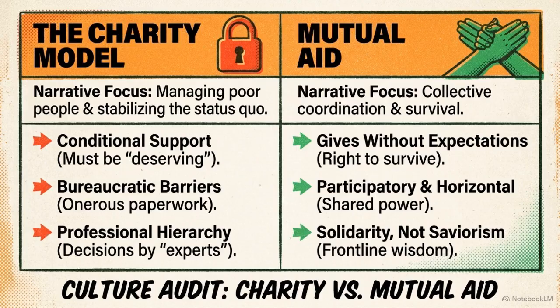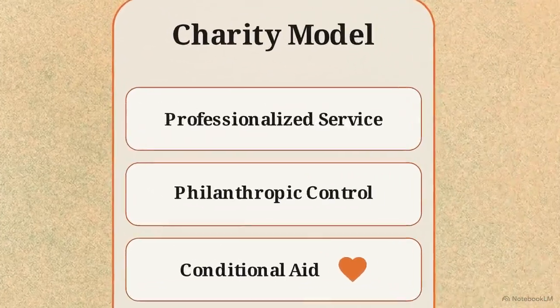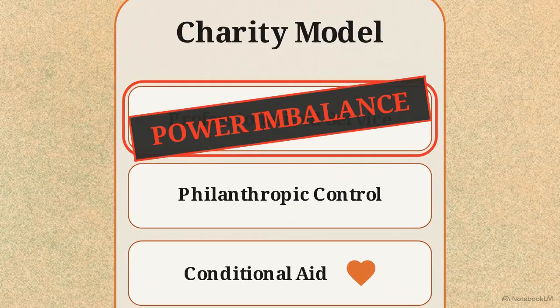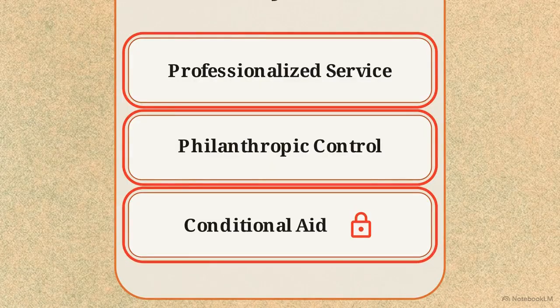This comparison chart shows the difference. The charity model relies on strict eligibility criteria, while mutual aid gives without expectations. Take your pen and cross out any written requirement on your list that polices behavior or sets conditions on receiving help. When these conditions remain, they invite saviorism and co-optation into your work. These mindsets shift the mission, turning the group into gatekeepers rather than peers.